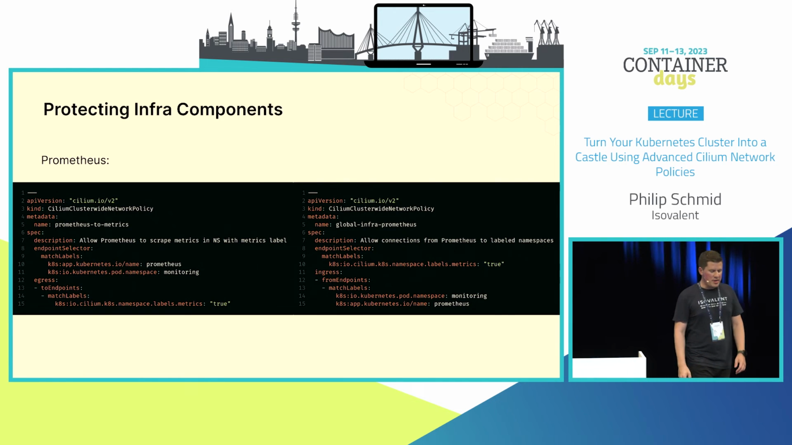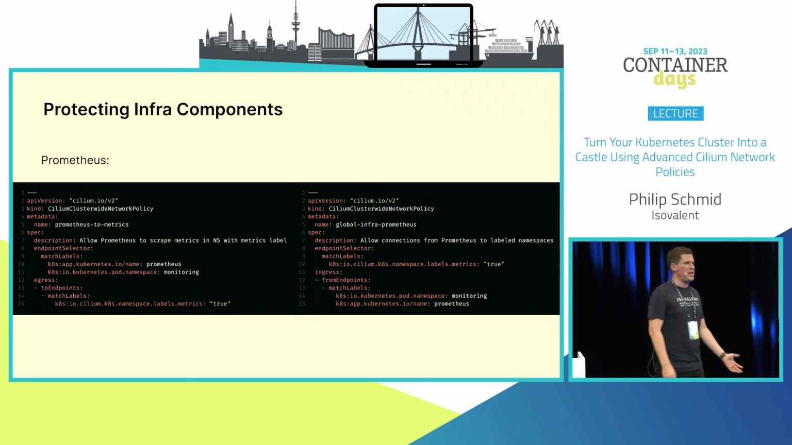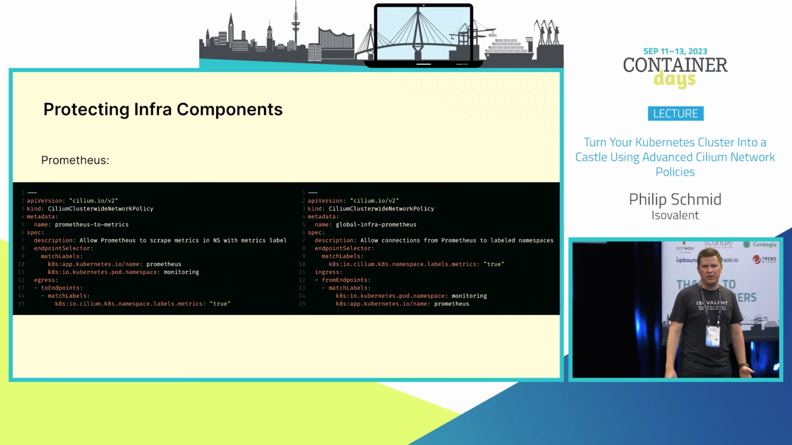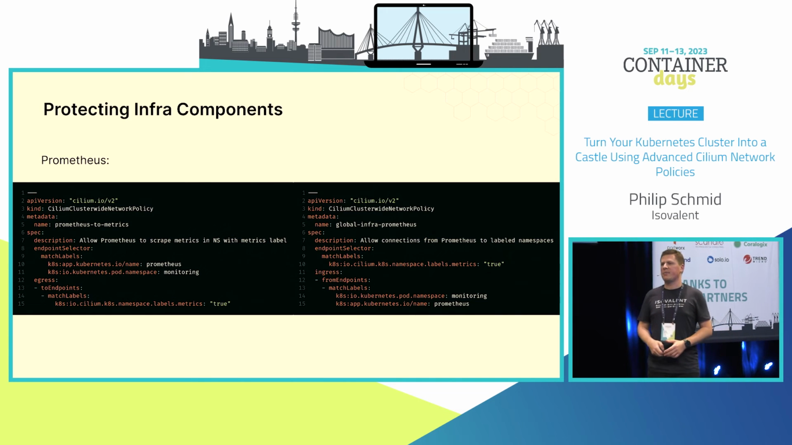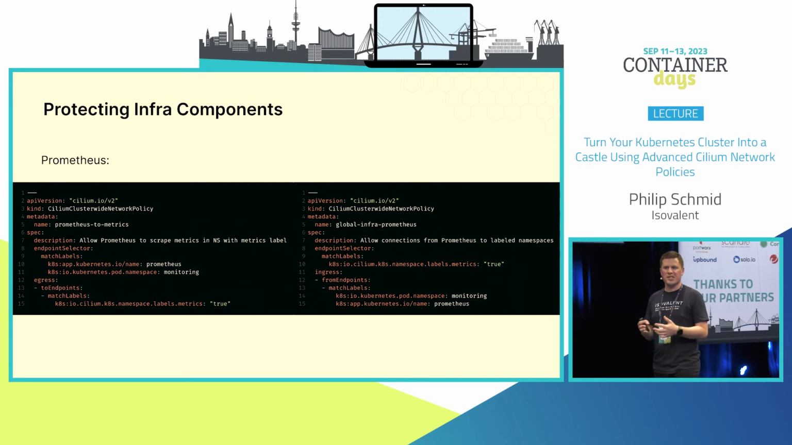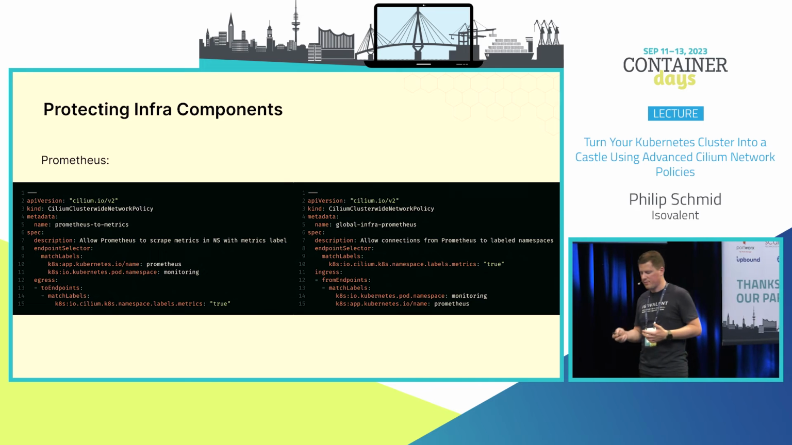Again, for Prometheus, we are basically using the exact same idea, it's just another label. This time it's not exposed equals true. This time it's metrics true. However, those labels can of course be defined as you wish. You just need to be consistent with your labeling on the namespaces.